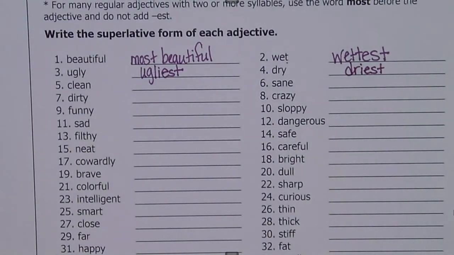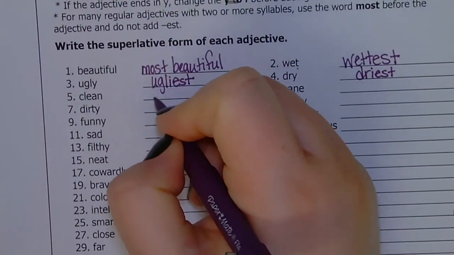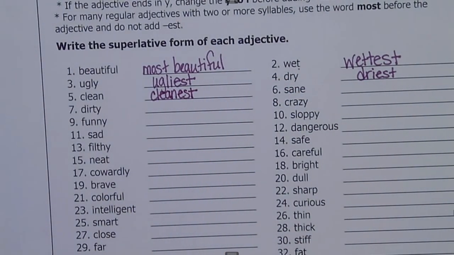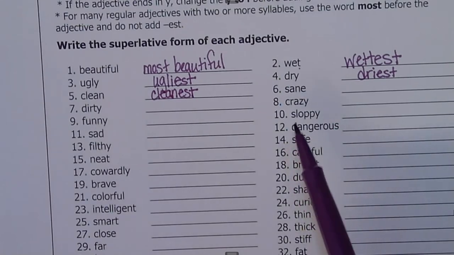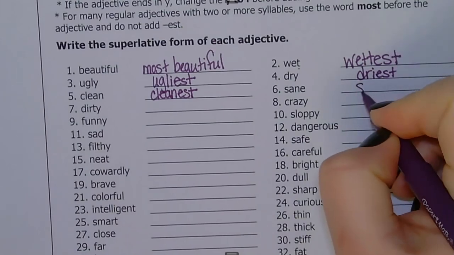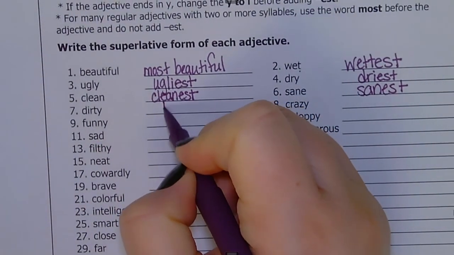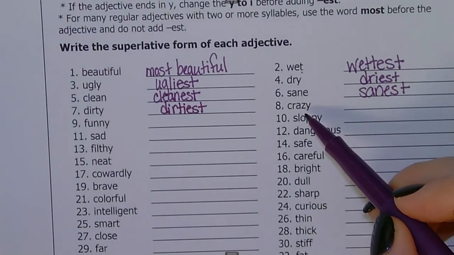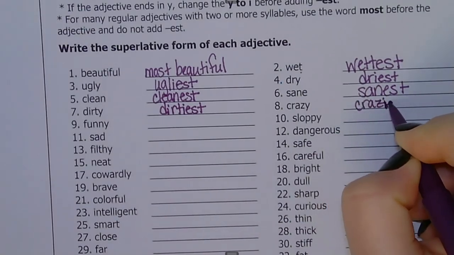Okay. Number 5, clean. That is the cleanest room I've ever seen. Cleanest. Clean and add EST. Sane. She is the sanest one of the bunch. Dirty. That is the dirtiest room I've ever seen. Ends in a Y, so you change the Y to I, and you add EST. That is the craziest dog out of the whole dog park. Change the Y to an I, and add EST.